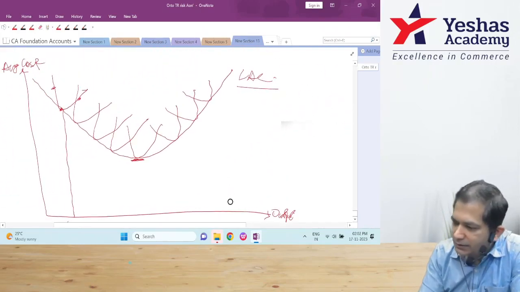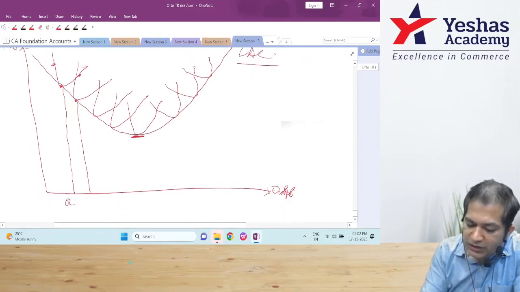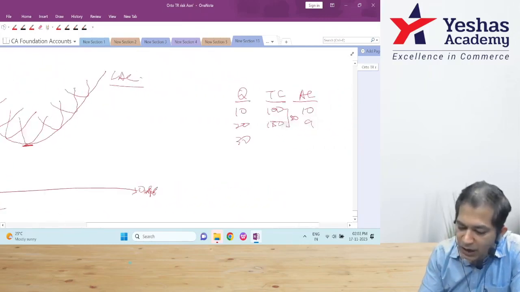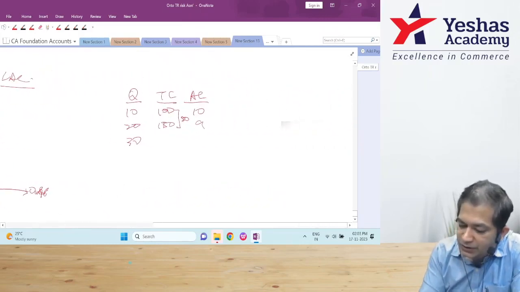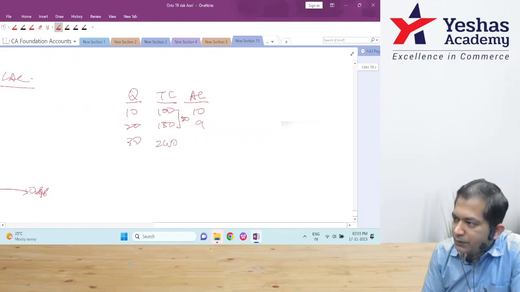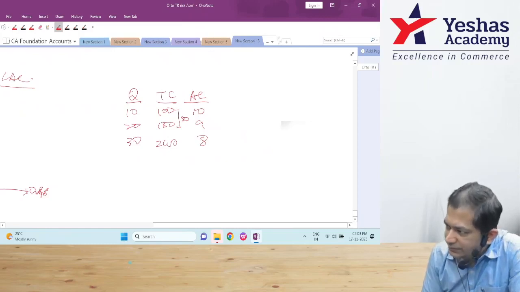I'll buy another plant. The moment I buy another plant and I use it more efficiently, you see, I'm able to increase my level of output from Q1 to Q2, and my average cost falls. LAC falls. It means now when I'm producing 30 units, then my cost may increase to only, let's say, 60, that is 240. So it decreases to 8, correct? So average cost is falling down.